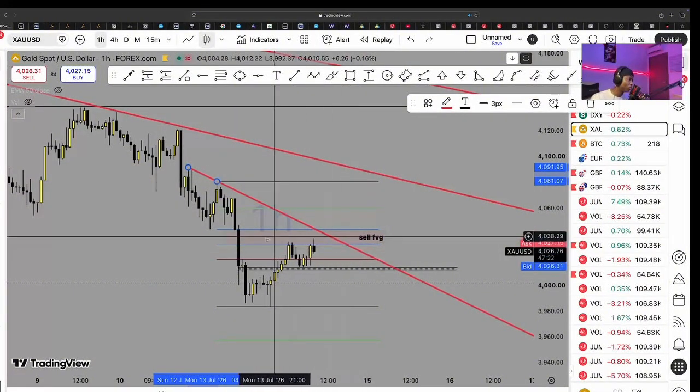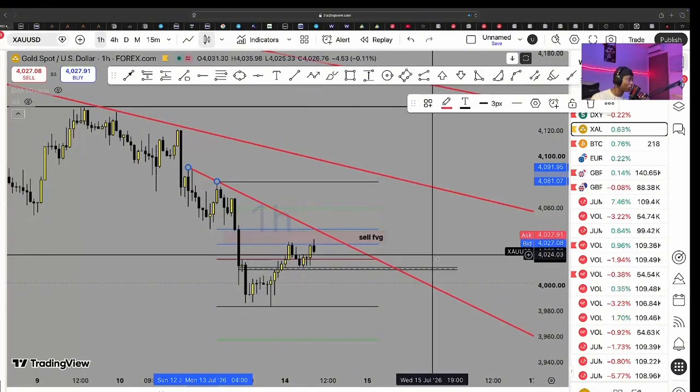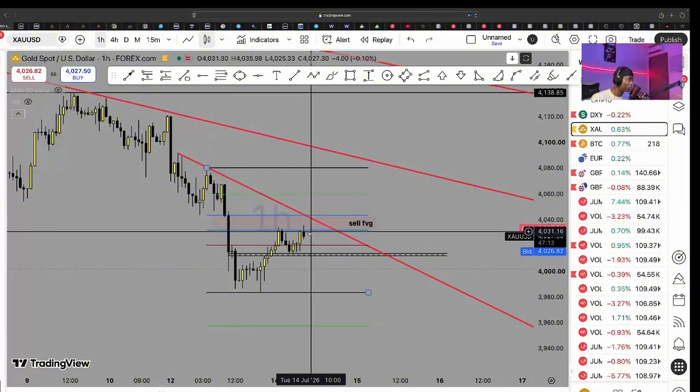Is it 50 level Fibonacci? This is the 60 and this is the 78% Fibonacci. So as you can see, we are having a reaction here on the 50% Fibonacci.